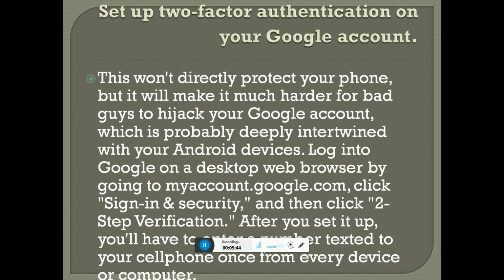Set up two-factor authentication on your Google account. This won't directly protect your phone, but it will make it much harder for bad guys to hijack your Google account, which is probably deeply tied into Google's mobile and desktop apps. Go to My Account at google.com, click Sign-in and security, and click 2-Step Verification. After you set it up, you will verify on every new device or computer.